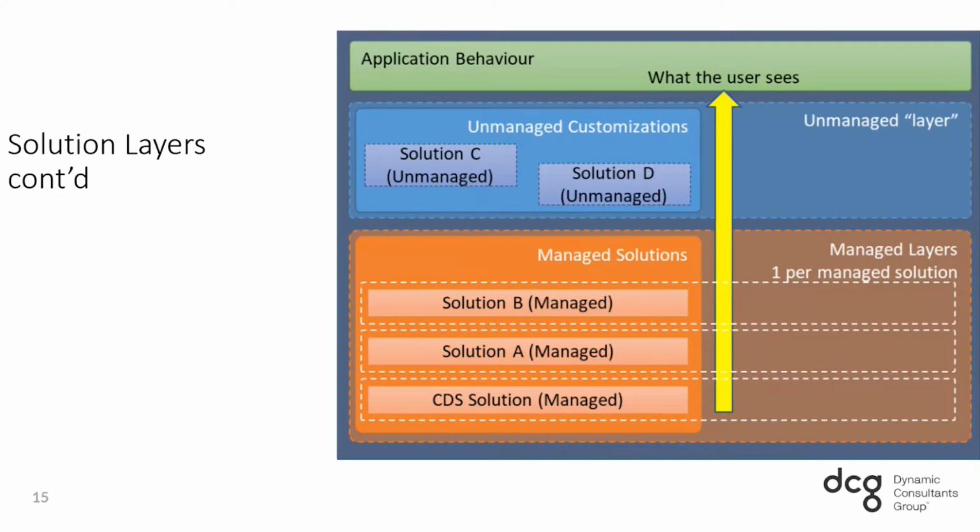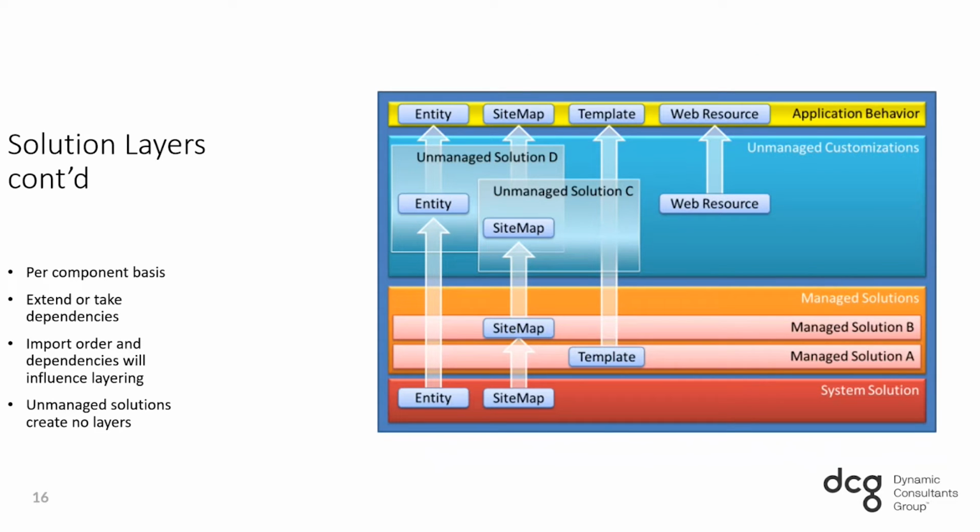So if I change a field in solution A and then solution D changes the same field, solution D is what the user sees because it trumps what's below it. So when dealing with unmanaged solutions, it's sort of a last in wins. Whatever you imported last, that's the change that the user sees. And we have a couple other examples of this.